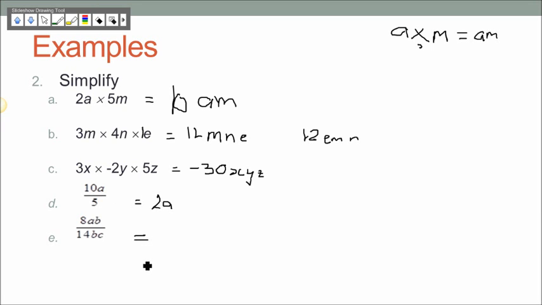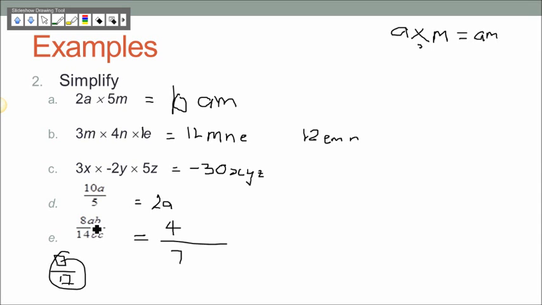E is going to be a little bit different though. Now this is something that you may want to use your calculator for if you're not good with dividing fractions. On your calculator you'll know there's a button which you'd put your fractions in. It looks a bit like that. If you put 8 over 14 in your calculator, it will simplify it for you and give you the answer of 4 over 7. Now we're going to leave a bit of room on this side to put our letters.